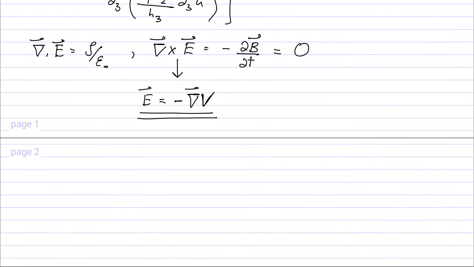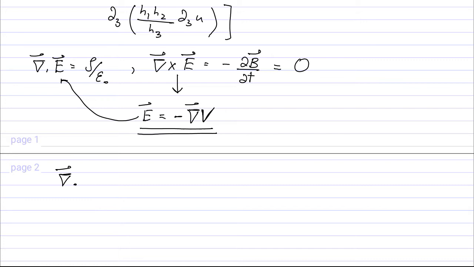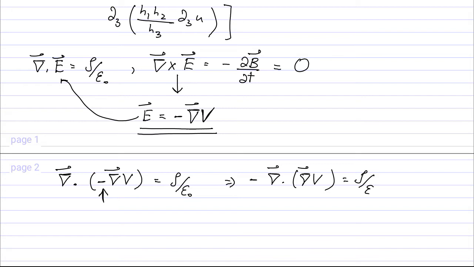Next, you substitute this into Gauss's law. And so you get that the divergence of this gradient is equal to the charge density divided by epsilon naught, with this minus sign, which you can bring out. So you're left with minus del dot del V is equal to rho over epsilon naught, and this of course is the divergence of the gradient, which is nothing but the Laplacian.